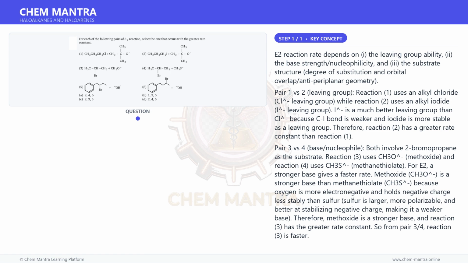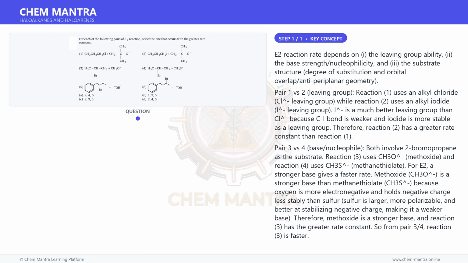product. Re-examining, in reaction 5, the substrate is PhCH2CHBrCH3, elimination of HBr gives PhCH=CHCH3, conjugated, stabilized. In reaction 6, the substrate is PhCHBrCH2CH3, elimination gives PhCH=CHCH3 or PhC=CH2. Actually in 5, the Br is not at the benzylic position, so the antiperiplanar arrangement and transition state stabilization differ.